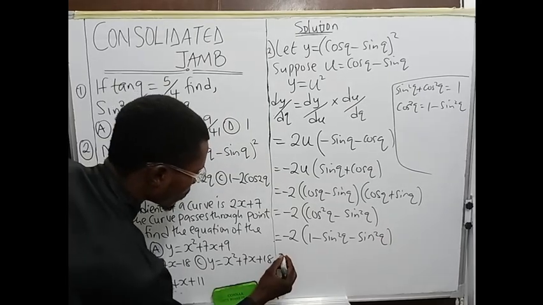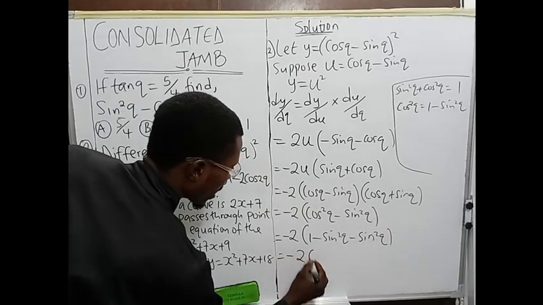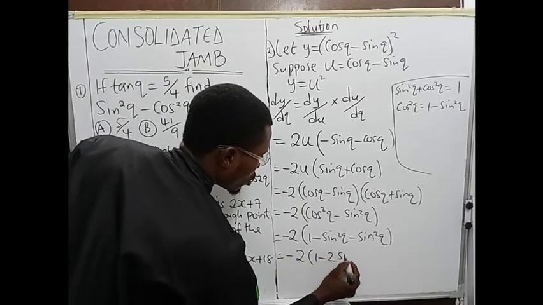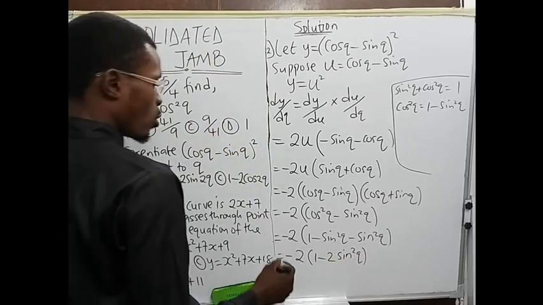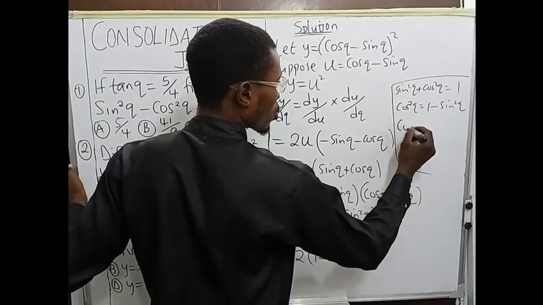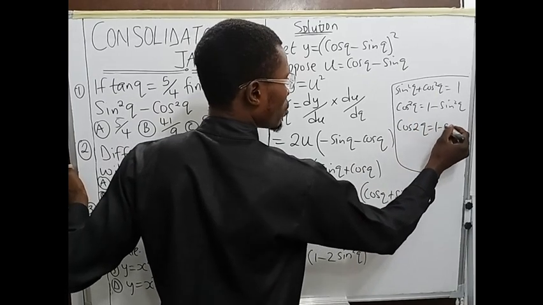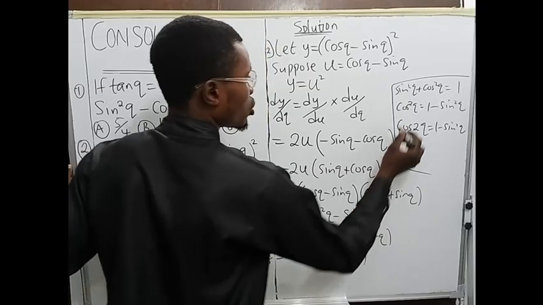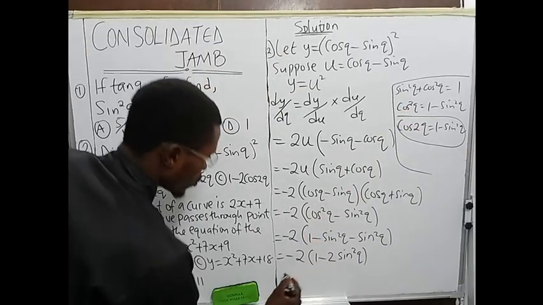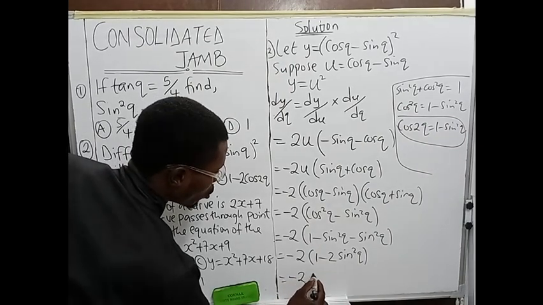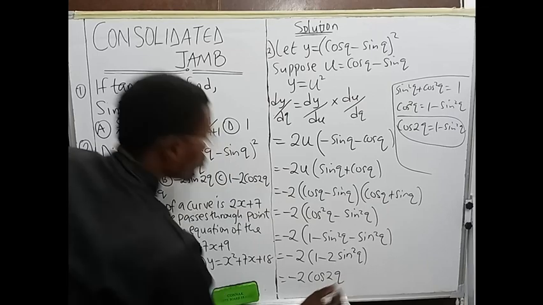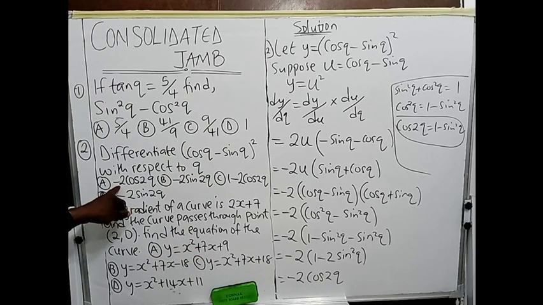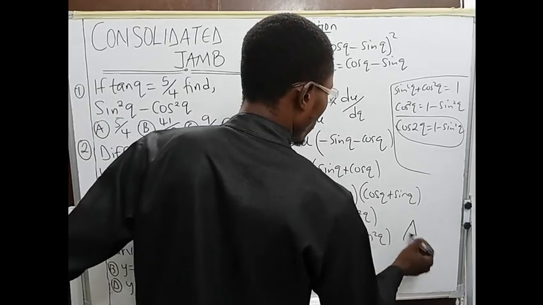And this is given by minus 2 bracket 1 minus 2 sine square q, since minus sine square q minus sine square q is minus 2 sine square q. And remember also, by double angles, cos 2q equals 1 minus 2 sine square q. This is a relation we need to recall. So we replace that here, and I'm going to have minus 2 cos 2q. And that is given by option A. So option A gives the correct answer for number 2.